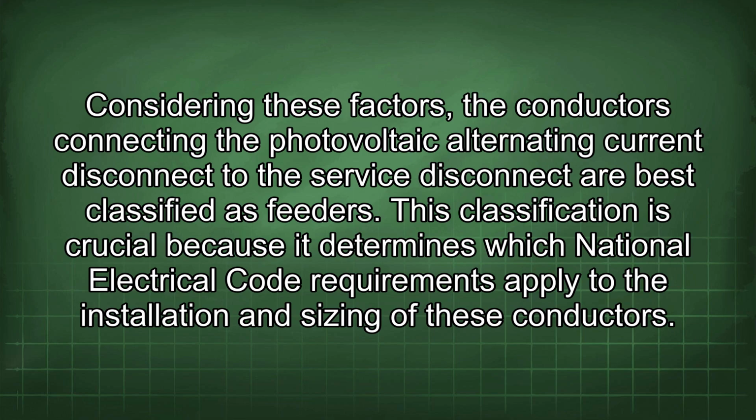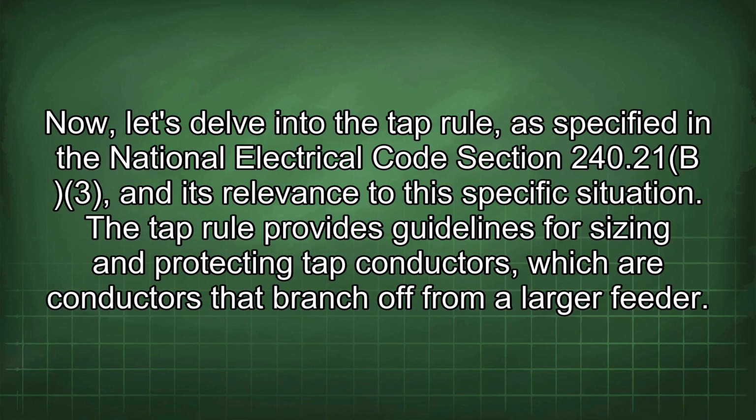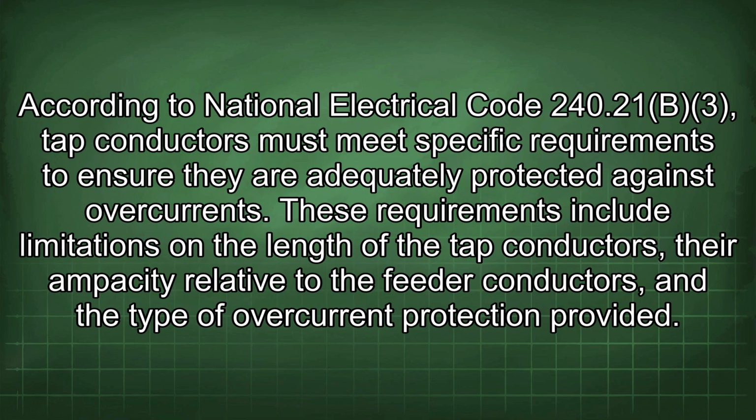Now let's delve into the tap rule, as specified in the National Electrical Code section 240.21(B)(3), and its relevance to this specific situation. The tap rule provides guidelines for sizing and protecting tap conductors, which are conductors that branch off from a larger feeder. According to National Electrical Code 240.21(B)(3), tap conductors must meet specific requirements to ensure they are adequately protected against overcurrents. These requirements include limitations on the length of the tap conductors, their ampacity relative to the feeder conductors, and the type of overcurrent protection provided.